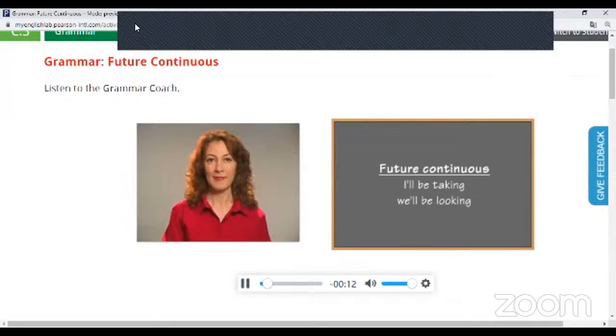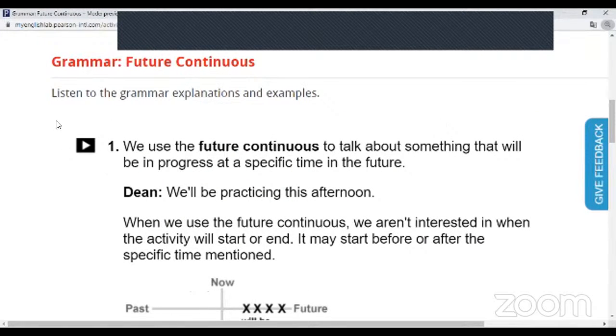When this course is over, I'll be taking a short vacation. Will be taking is the future continuous, and today we'll be looking at this form. Let's begin. We use the future continuous to talk about something that will be in progress at a specific time in the future. We'll be practicing this afternoon. When we use the future continuous, we aren't interested in when the activity will start or end. It may start before or after the specific time mentioned.